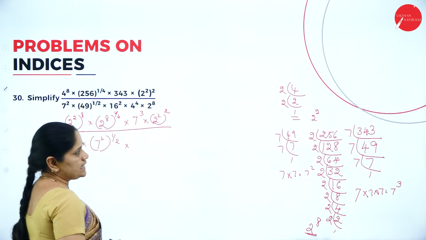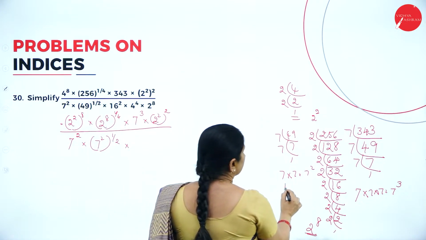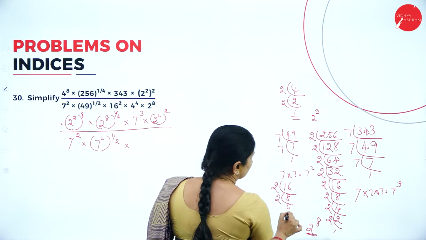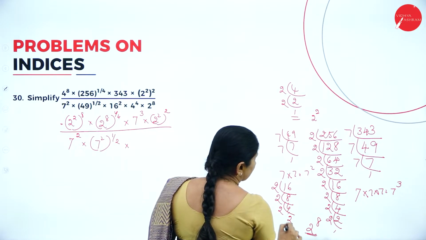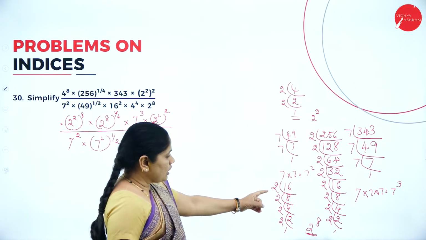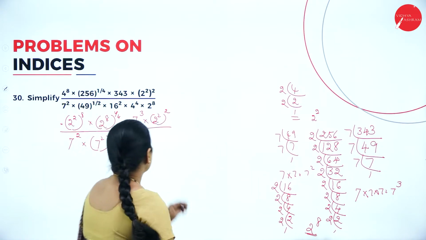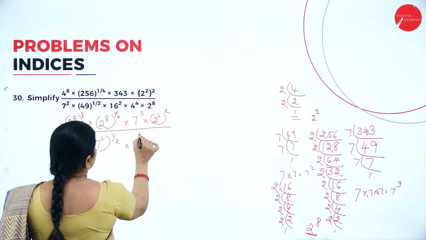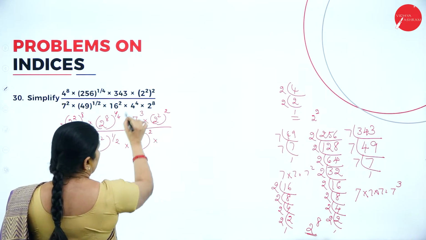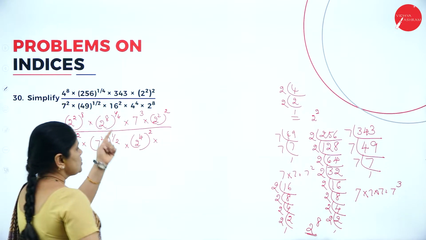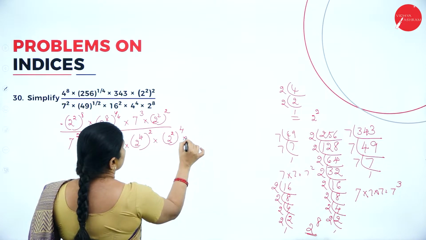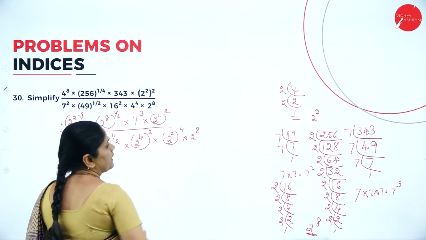Then I have 16 square. Again, if I factorize this 16, it will be 2 8s are 16, 2 4s are 8, 2 2s are 4, 2 1s are 2. So 16 is a product of 2 multiplied 4 times. So I will write it as 2 to the power 4 whole to the power 2. Then again, I have 4 to the power 4. So, 4 can be written as 2 to the power 2 whole to the power 4. And again, I have 2 to the power 8.